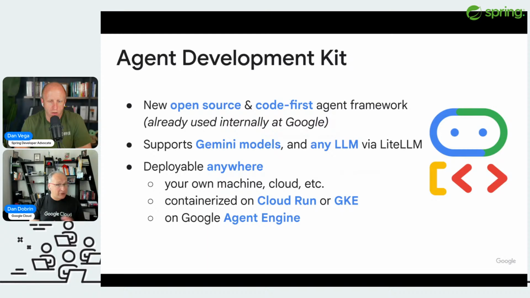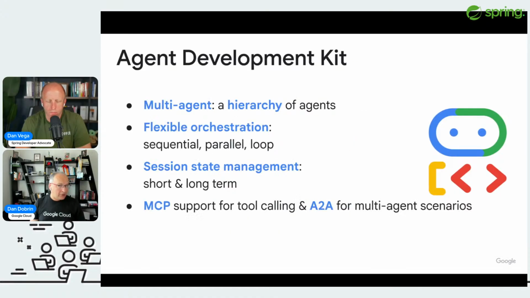You can support Gemini models and other LLMs with LiteLLM. You can deploy them in any kind of environment, your machine, locally. You can deploy them on serverless, on Kubernetes, or on Google Agent Engine, which is an engine to run agents. And you can use MCP and A2A for tool calling or prompts, but you can also have multi-agent scenarios. Agents could be in different domains. You're based in a different location than me, and we could use A2A to have this conversation, for example.